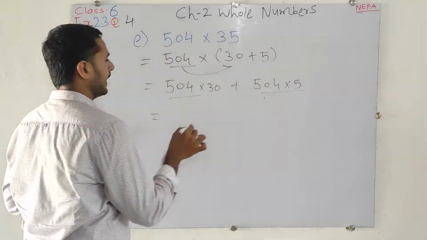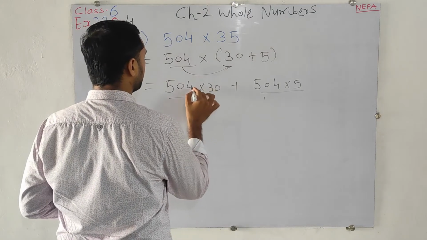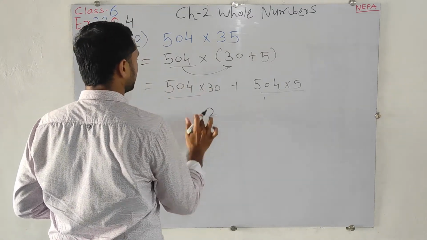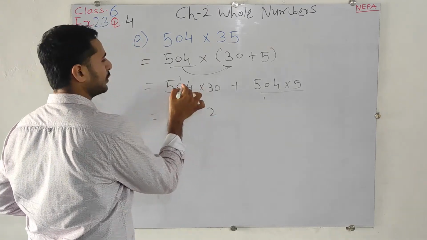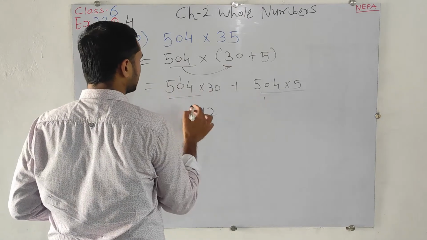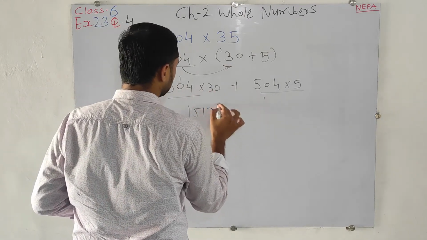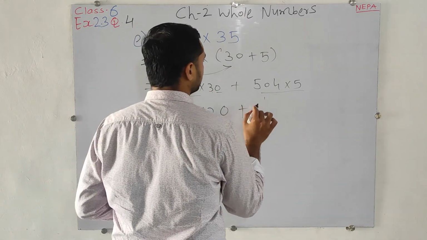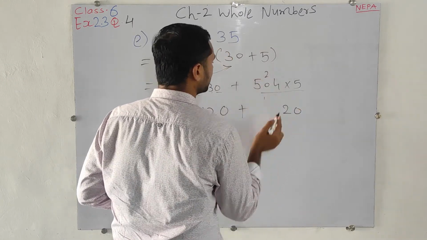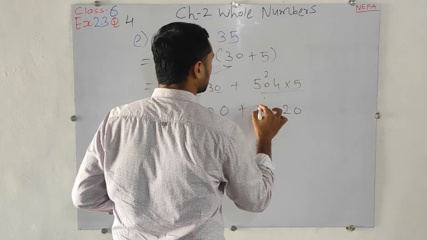Just multiply that. 3 4s are 12, 1 carry, 3 0s are 0 and 1. This is how we got the 12 over there. And 3 5s are 15, and 0 as it is. Plus here, 5 4s are 20, because the 2 is here, so that's 20 only. And 5 5s are 25.